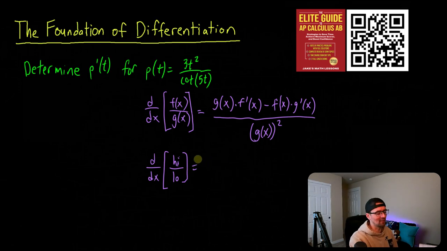I think a lot of people use this method, but it would just be low d high minus high d low all over low squared. So basically what we're saying here is we have low, the bottom of our fraction, times the derivative, that's what the d stands for, of the high part of our fraction, the top, minus the high part, the top, times the derivative of the low, the bottom, all over the bottom squared. So low d high minus high d low all over low squared.